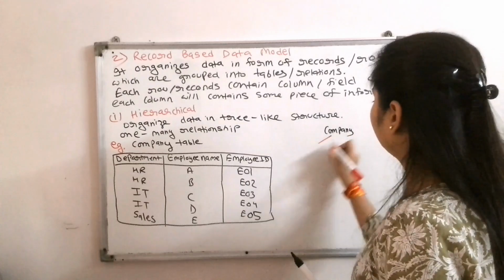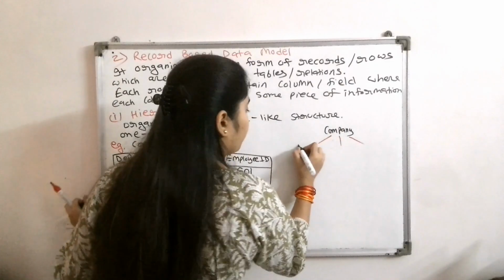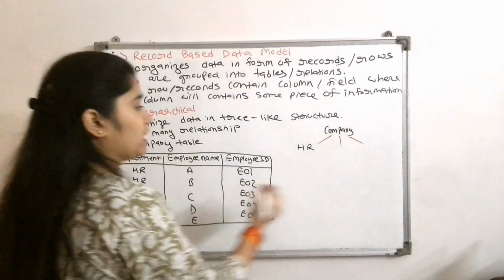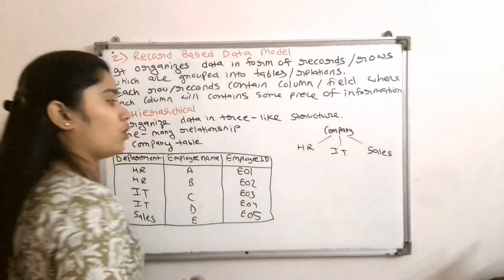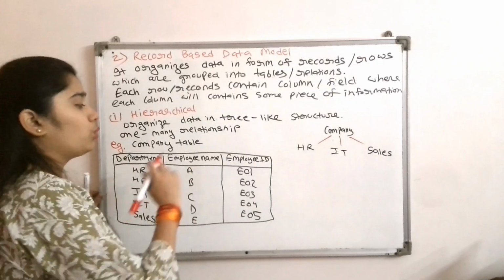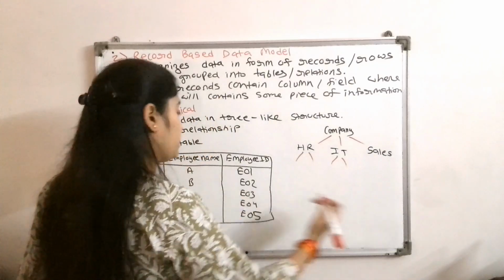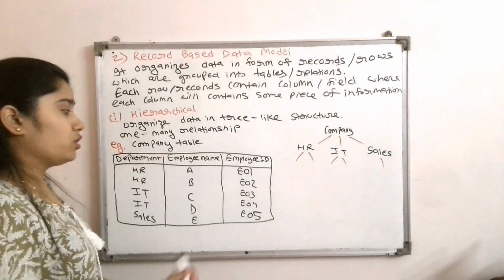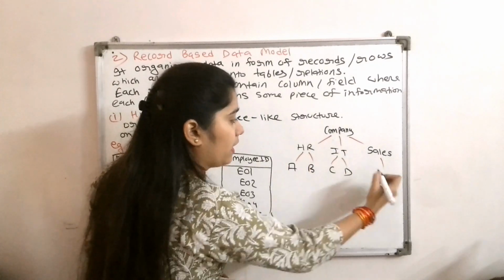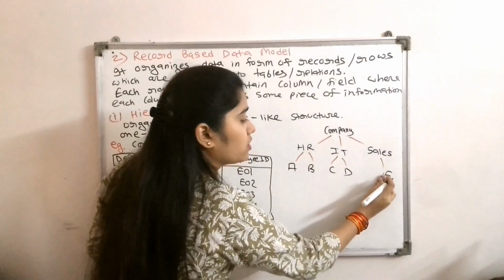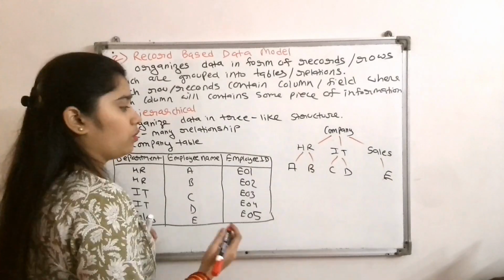So we will write here 3 departments. What are they? First is the HR, then second is the IT and third is the sales. In HR we are having the 2 employees and in IT also we are having the 2 employees and in sales we are having only 1 employee. So in HR we are having A and B, IT we are having C and D and in sales we are having E. So this is the tree-like structure of this table.